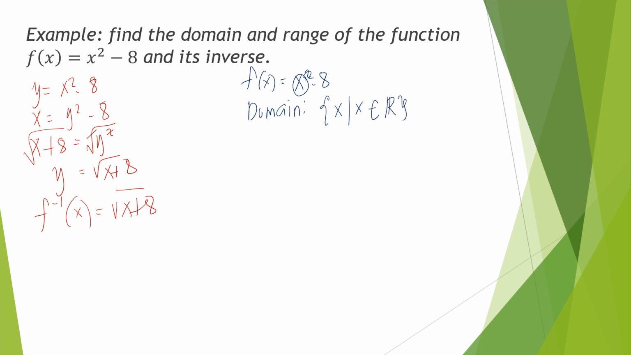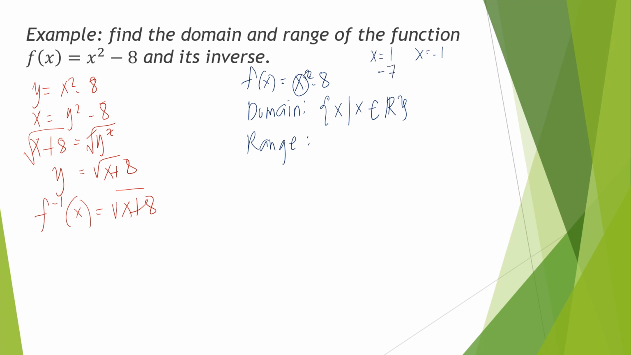Hindi tayo magkakaroon ng restriction dyan, kasi wala naman tayong radical sign dyan. So, for the range naman, kung ang domain natin ay all real numbers, so kung ang x natin ay 1 or negative 1, kapag 1 squared is equal to 1 minus 8, that will give us negative 7.